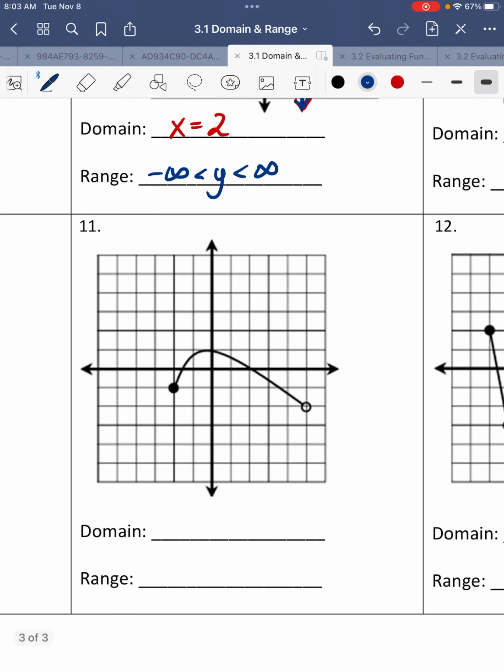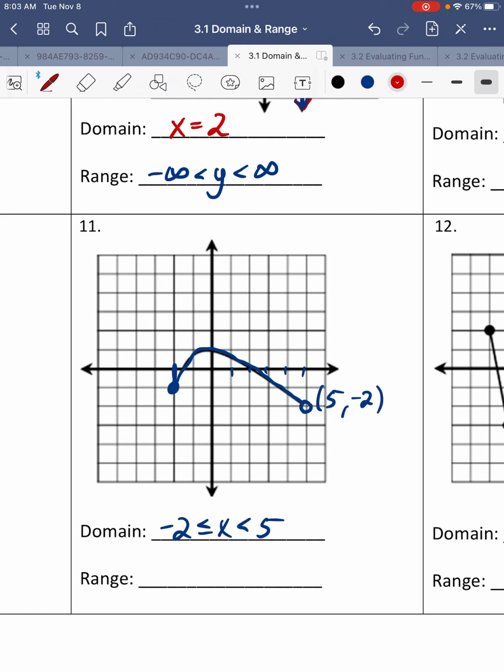All right, number 11. What's the leftmost point of the graph for domain? That's at negative 2. There's a closed point there, so it's equal to. And how far right will the graph go? Well, it goes all the way till, what is that x value? 1, 2, 3, 4, 5. And 5 is an open circle, it's a hole, so we are not going to be equal to 5.